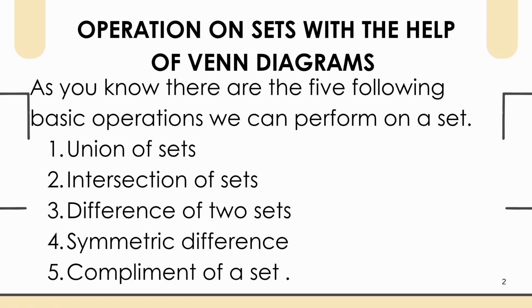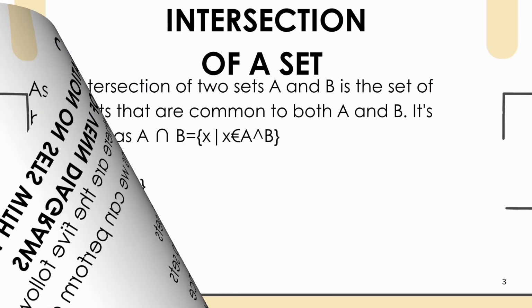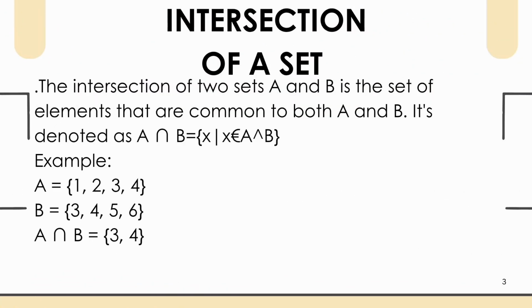First we will recall how many operations can be done on any number of sets. There are basically 5 basic operations that can be performed on any number of sets. They are union, intersection, difference, symmetric difference and complement of a set. In today's lecture, we will discuss intersection of a set.